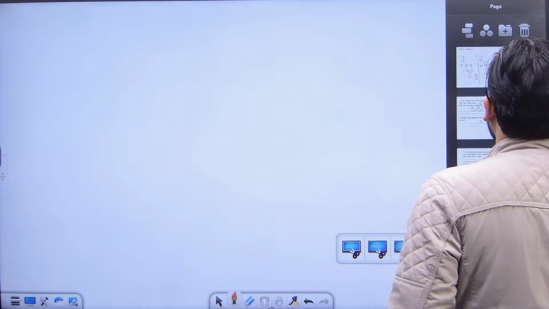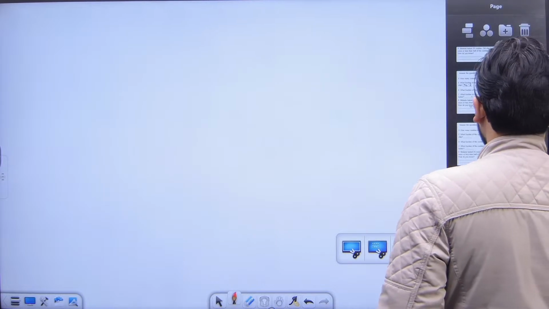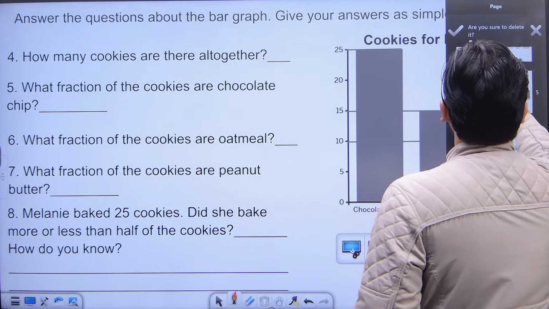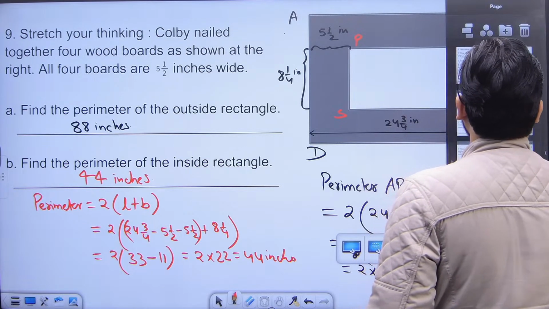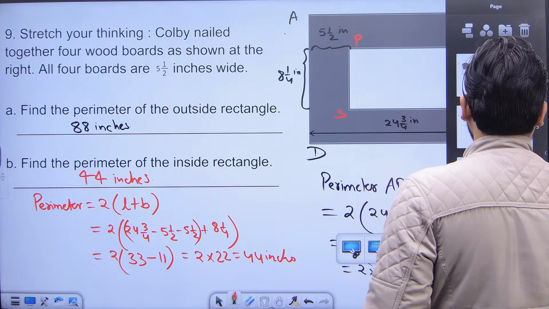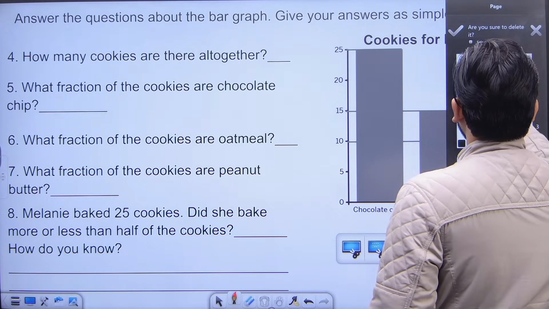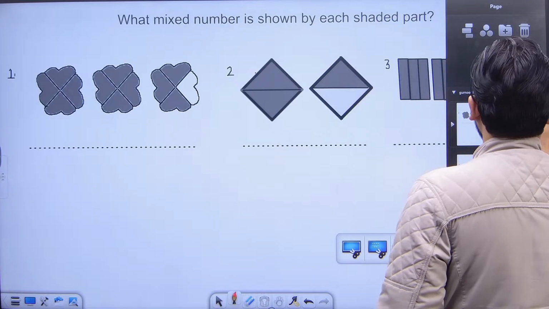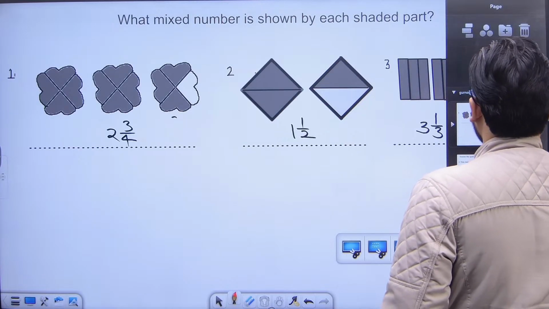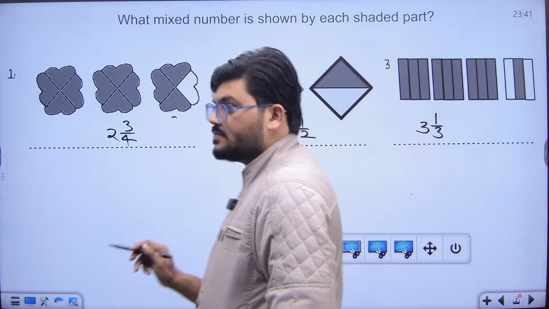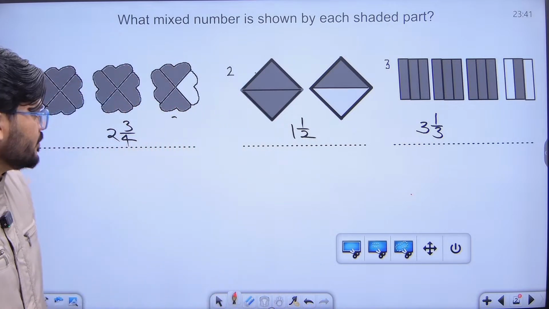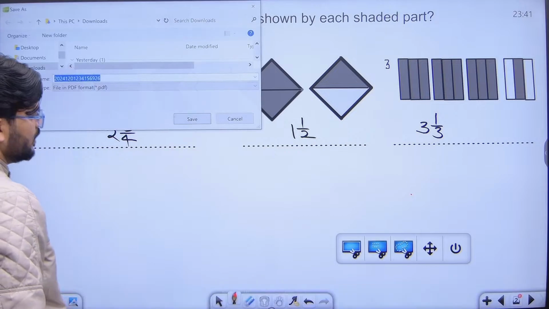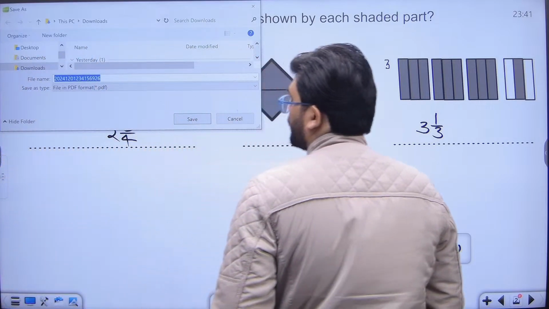Okay, so let me see if any extra sheets are here now. Okay, so I'm sending you this. I hope you will find it useful, my dear. If you've got any doubt, you can just ask me in the class, or you can WhatsApp me.